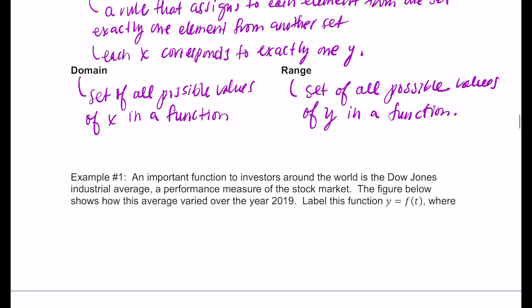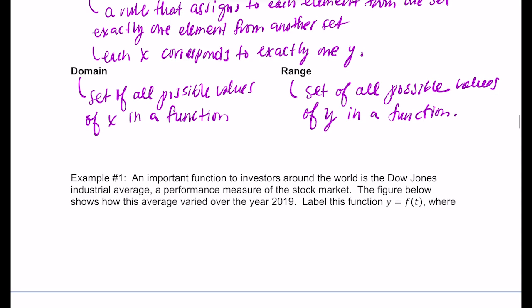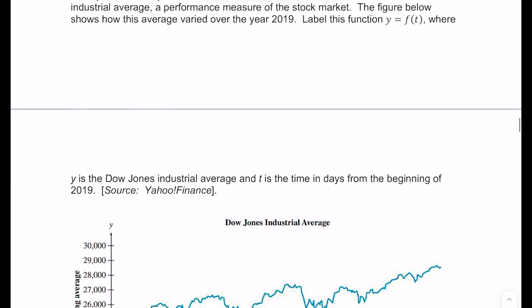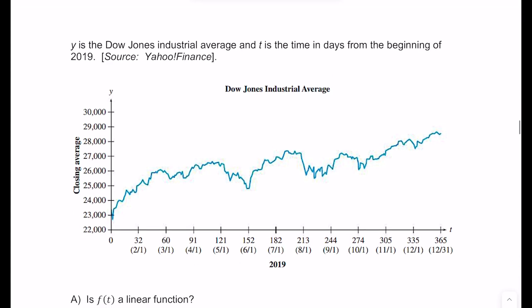Okay, let's look at a practical example. So you can pause the video and read the problem, which continues on the next page. An important function to investors around the world is the Dow Jones Industrial Average, a performance measure of the stock market. The figure below shows how this average varied over the year 2019. Label this function y equals f of t, where y is the Dow Jones Industrial Average and t is the time in days from the beginning of 2019.